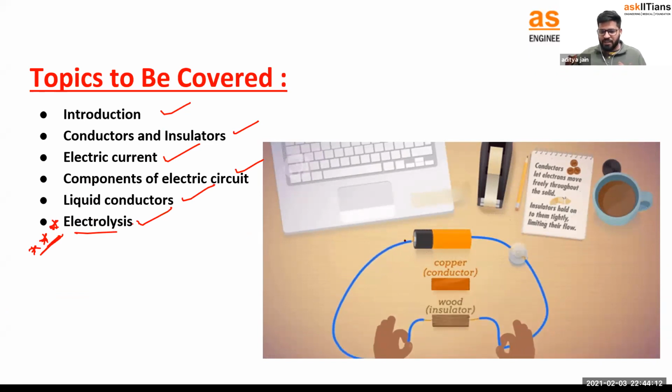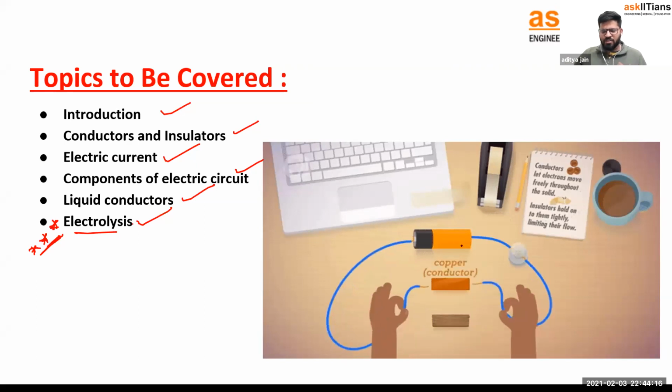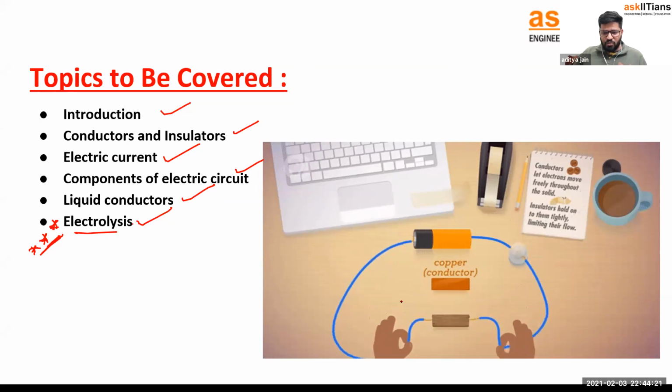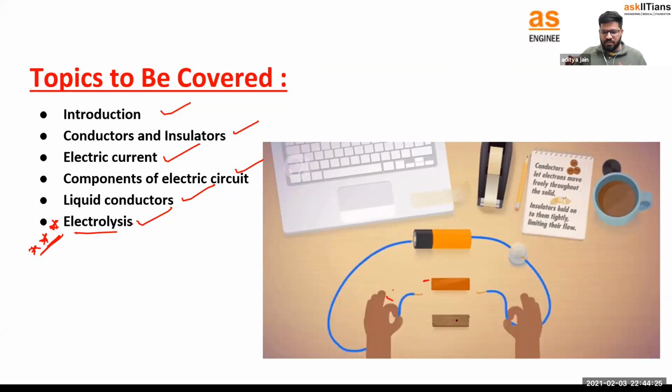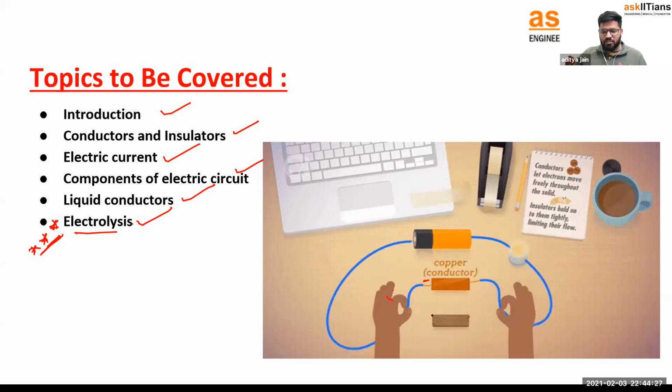Let's see what you can see in this picture. There is a battery or a cell. Normally we call it a cell. It is connected with a bulb, and there are two materials basically. One is of copper, another one is of wood.